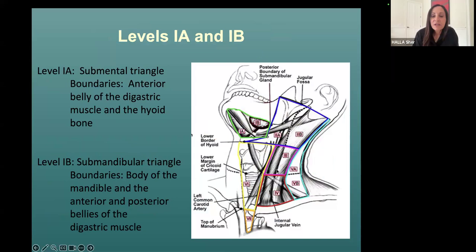1B triangle, and that is bound by the anterior and posterior bellies of the digastric, and also, to be more precise, the stylohyoid muscle back here is one of the boundaries, in addition to the mandible. Located within level 1B is the submandibular gland.